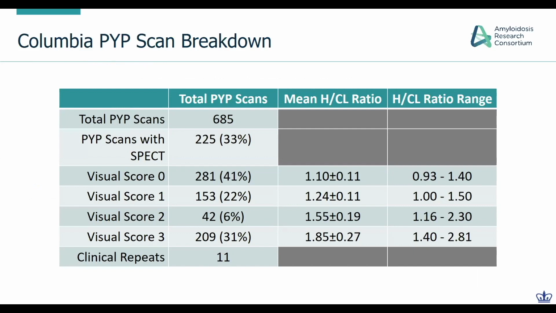It was about 6 months ago. We had done close to 685 patients. In that, about 225 patients had SPECT imaging done. So about 40% of the patients had a visual score of 0, and about 20% or so had a visual score of 1, and then 6% had a visual score of 2, and another approximately 30% had a visual score of 3.